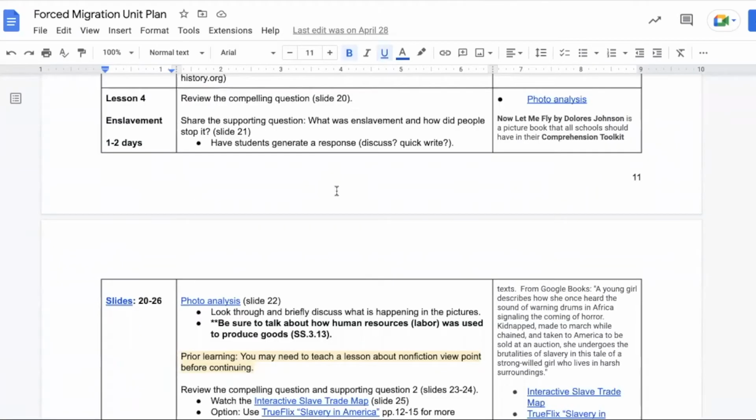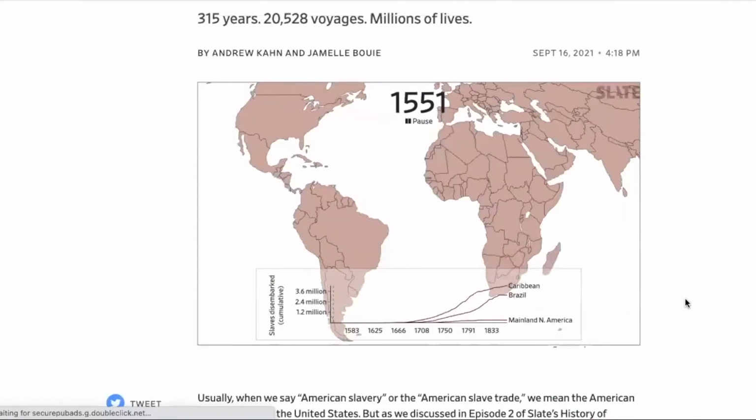While you're looking through these pictures, make sure you talk about how human resources, meaning labor, were used to produce goods, particularly cotton. There's an interactive map that you can watch that moves through the years and represents a number of people who were brought from Africa to North America, the Caribbean, and South America.